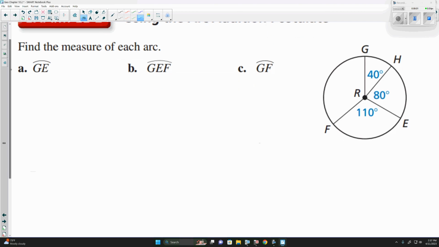So GE. Whenever we have two letters, we're always going the shorter distance from one to the other. So we'd have 40 plus 80, which is 120.